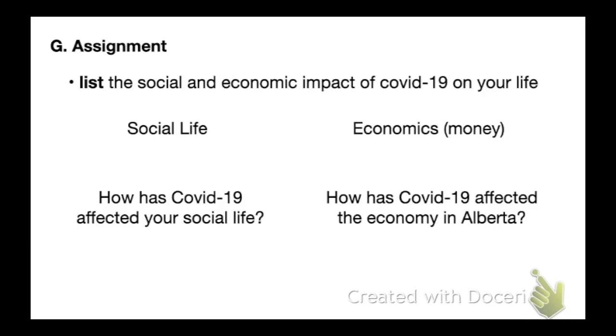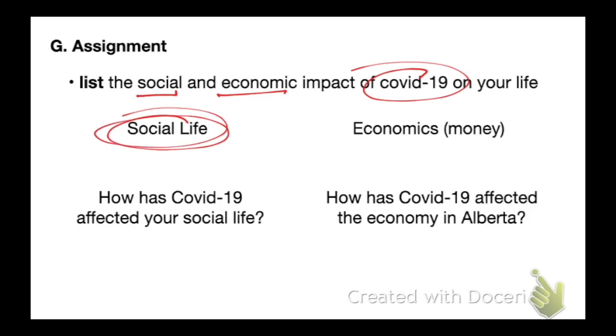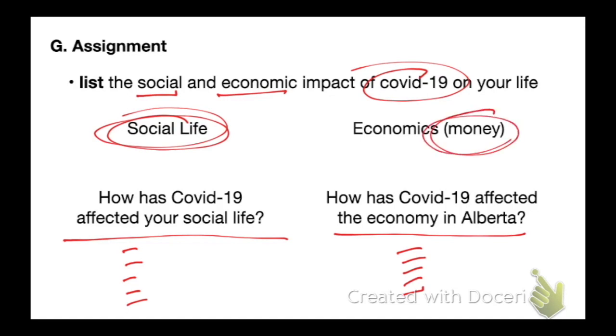Okay, here's your assignment. I want you to list the social and economic impact of COVID-19 on your life. So let's talk about your social life. How has COVID-19 affected your social life? I want you to write me a little list of the things that have changed in the last few months for you. Then I want you to list how COVID-19 has affected the economy of Alberta. Economy means money. Okay, economics.